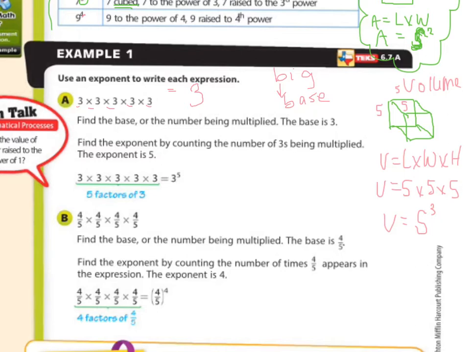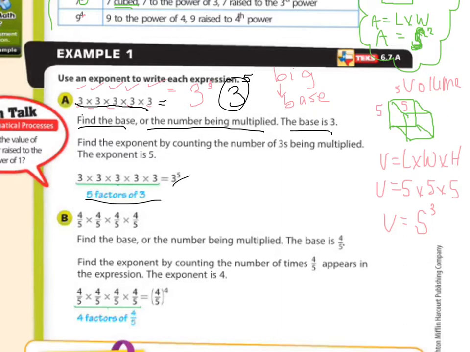Okay, so how many 3s are there? There's 5 of them. So that's 3 to the 5th power. Put the little 5 right there. That looks bad. 3 to the 5th power. Okay, so it says find the base, or the number being multiplied. The base is 3. There we go. Find the exponent by counting the number of 3s being multiplied. So there's 5 factors of 3. So it's 3 to the 5th power. So yeah, in your notes, you're going to write 3 times 3 times 3 times 3 times 3 equals 3 to the 5th power.